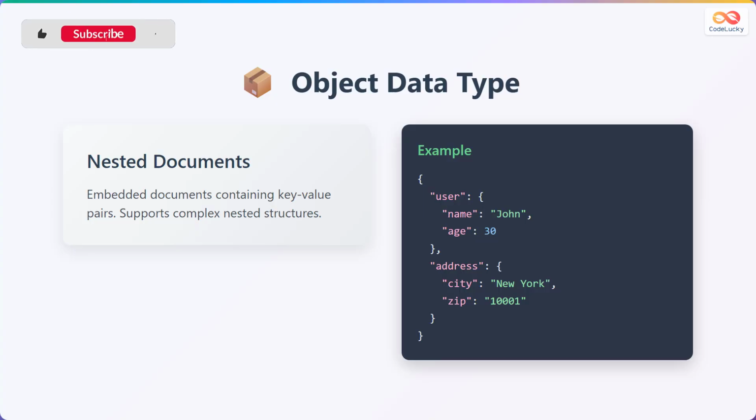Now let's explore the object data type. Objects, also known as nested documents, contain key-value pairs and support complex nested structures. They are useful for representing structured data within a document. For example, the user field is an object containing the name and age of a user. The address field is another object containing the city and zip code.